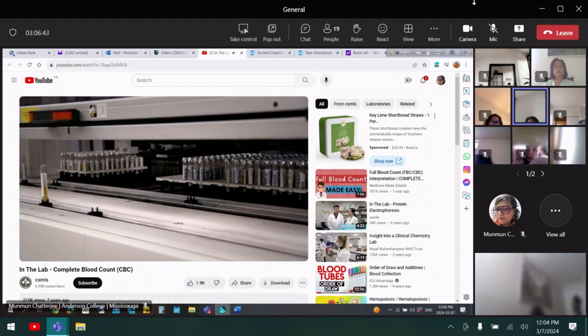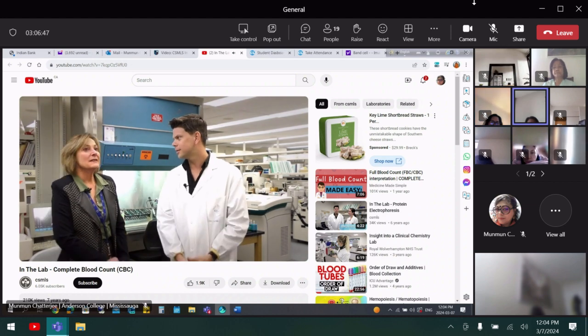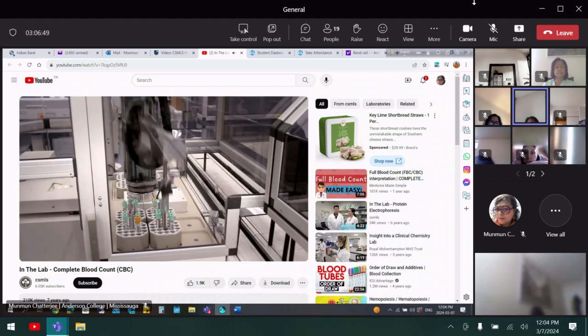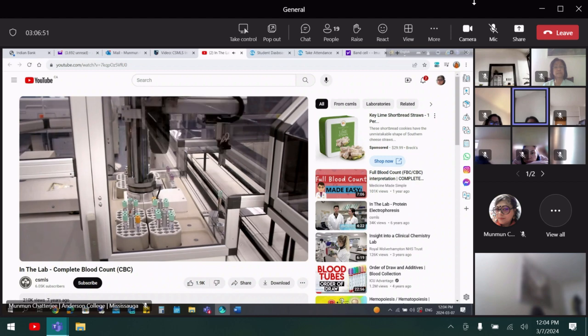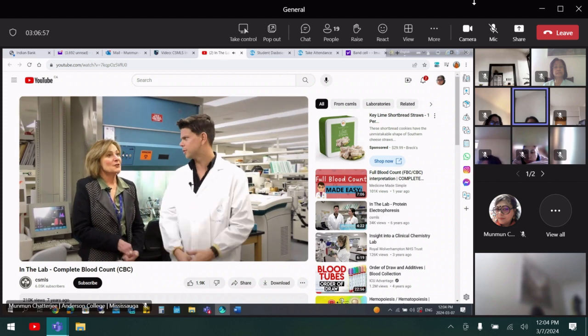Now, how many samples do you think you have in the lab on average? I can give you yearly volumes. We do about 6 million tests a year. 6 million tests? Wow. And then how many samples and test tubes do you have? Usually that's about 1.5 million tubes.